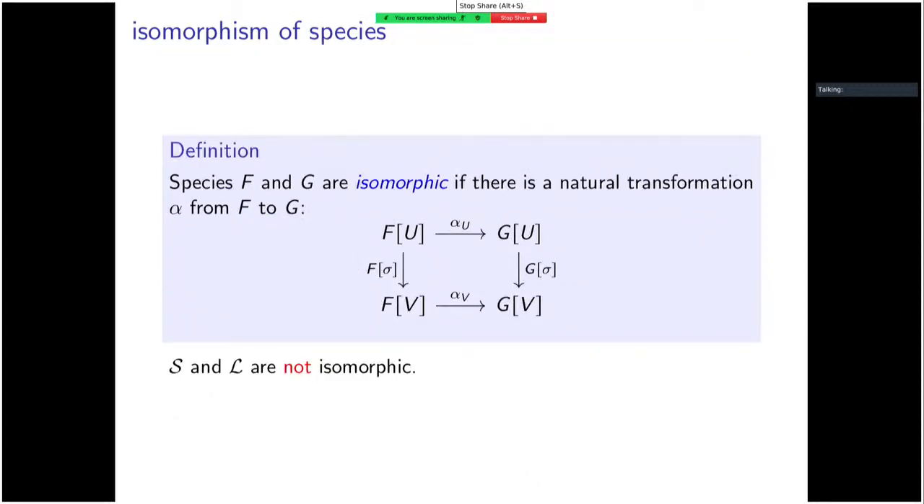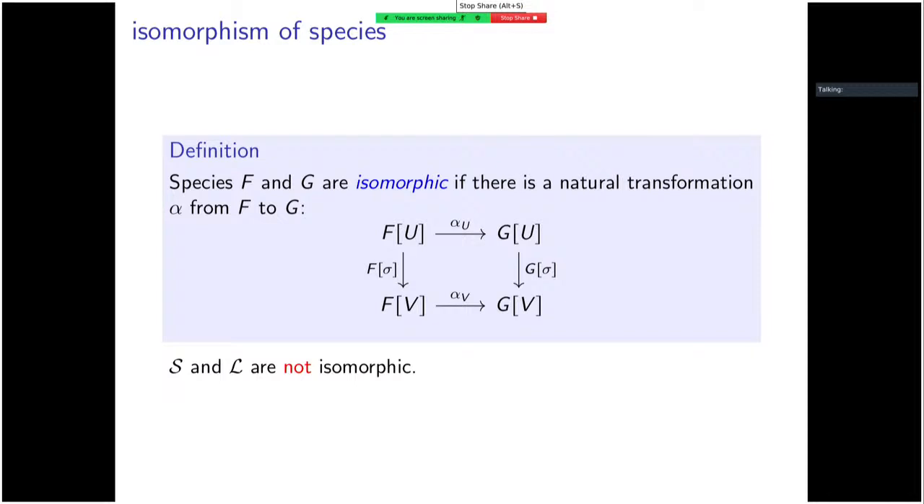And we can also say what it means that two species are isomorphic, not structures, but species. Well, if there is a natural transformation alpha from F to G, and it's best to think of it as, how should I say, they produce the same things up to relabeling. That's how you should think of it.